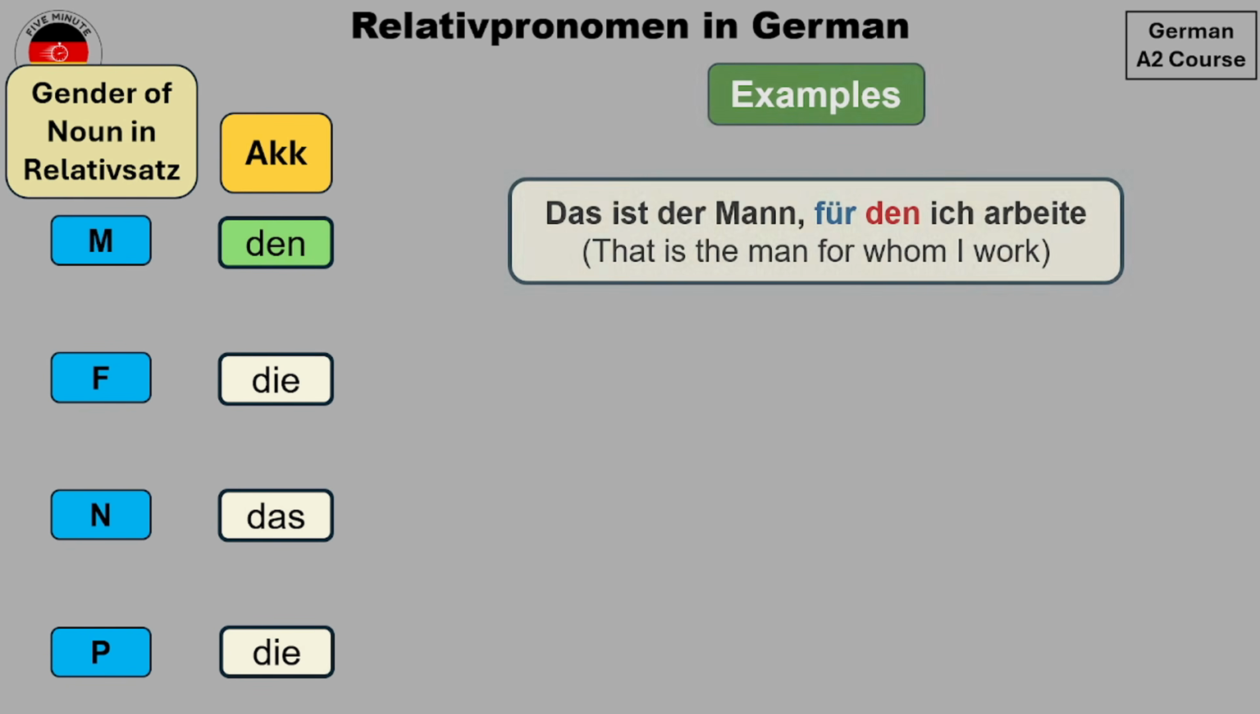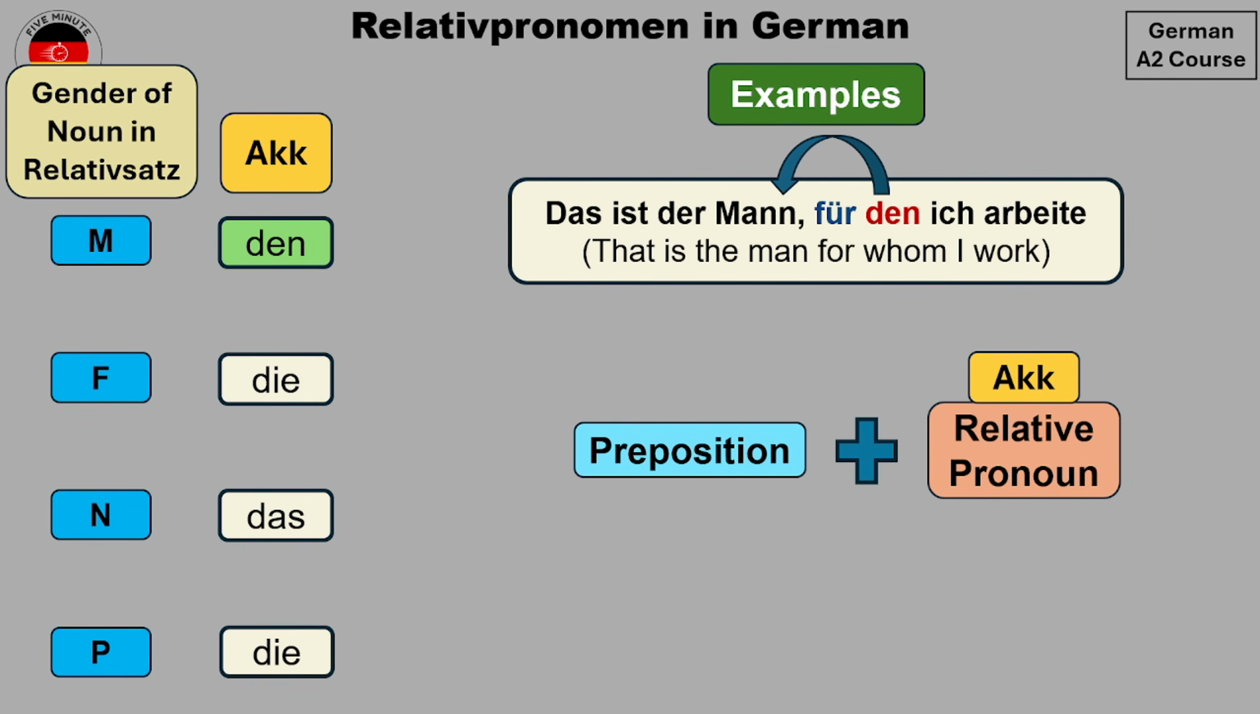So we have the example over here. Das ist der Mann, für den ich arbeite. That is the man for whom I work. And you see that over here I have used den because I have used the preposition für, which is an accusative preposition. And you see that in the Relativsatz, the preposition comes before the relative pronoun. So we have für and then we have the relative pronoun den.